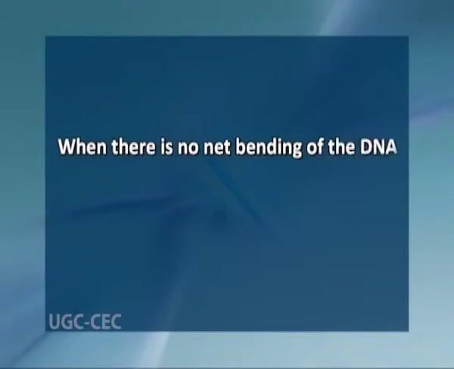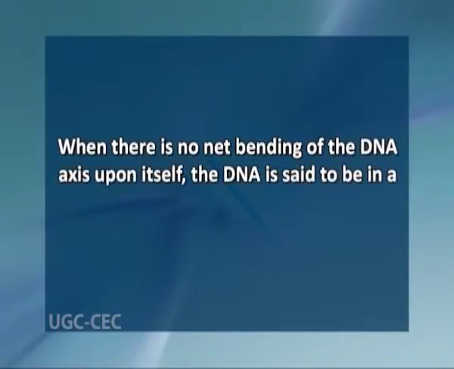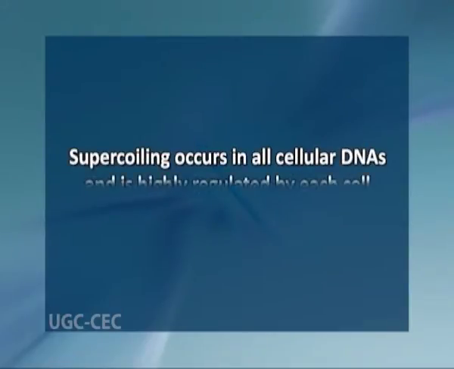DNA is coiled in the form of a double helix, with both strands of the DNA coiling around an axis. The further coiling of that axis upon itself produces DNA supercoiling. DNA supercoiling is generally a manifestation of structural strain. When there is no net bending of the DNA axis upon itself, the DNA is said to be in a relaxed state. Supercoiling is an intrinsic property of DNA tertiary structure. It occurs in all cellular DNAs and is highly regulated by each cell.